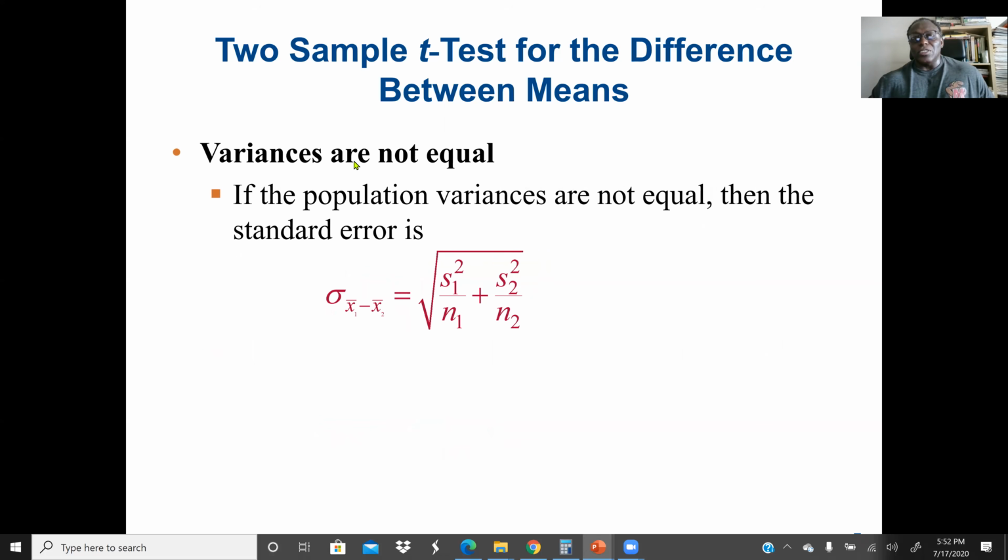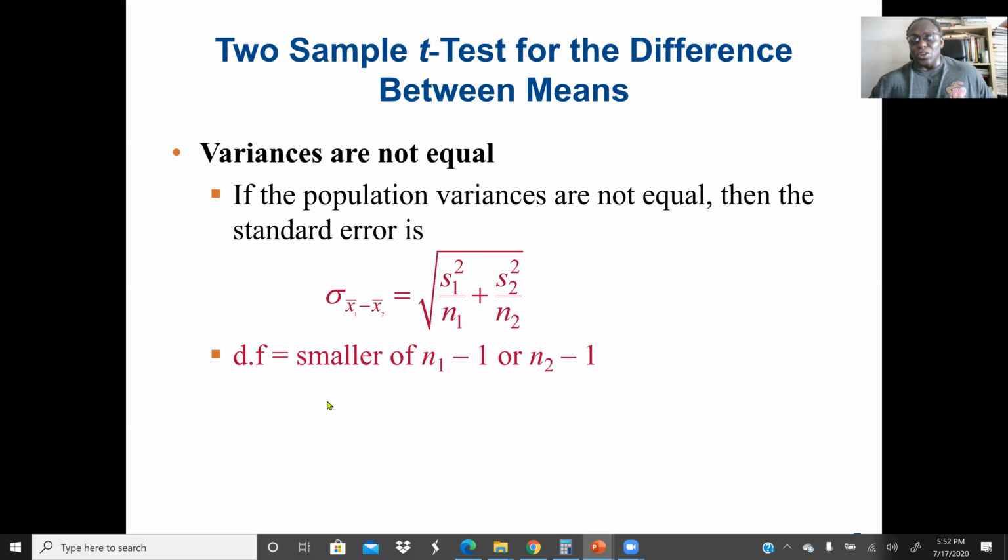When the variances are not equal, there is a slight difference in the formula. Here the standard error is the square root of the variance of the first sample divided by sample size 1, plus the variance of the second sample divided by sample size 2.